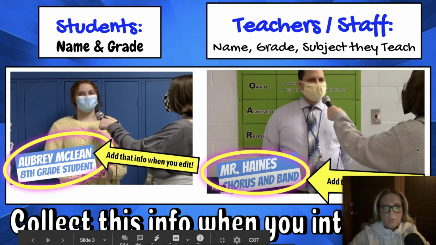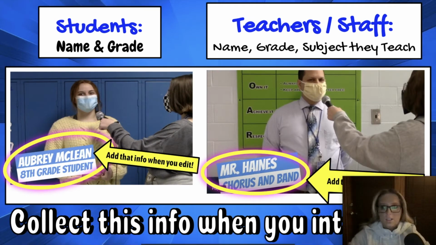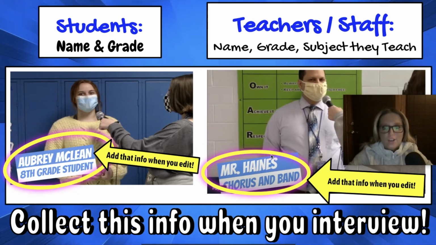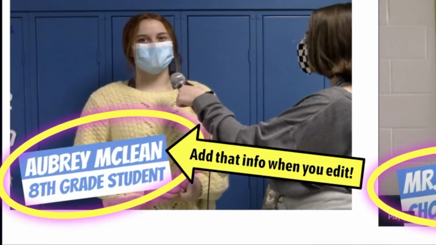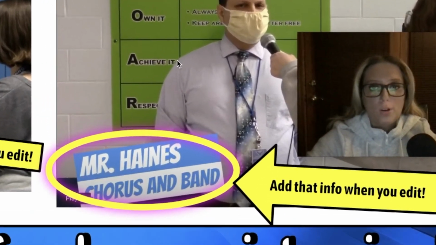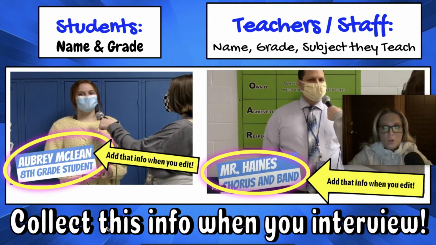Okay, when you are interviewing students or teachers and staff, collect the information you need to get from them. If it's a student, you need to get their name and grade. If it is a teacher or staff, you need to get their name, grade, or subject they teach. Or if they happen to be a school secretary or work in the office or a guidance counselor, get that information too. When you go to edit, you need to put that information in your edit. So you'll be using text features just like this student did here. This is done exactly the way that you should be doing. It's following the proper protocol for interviewing.